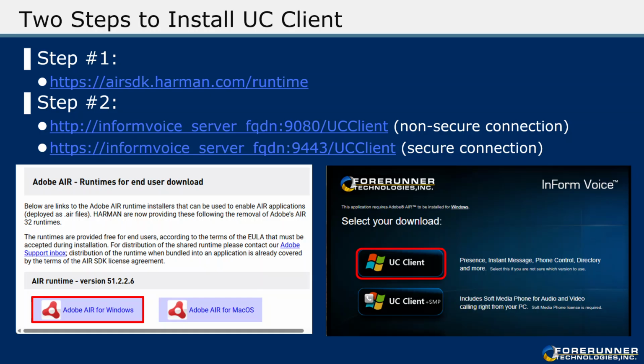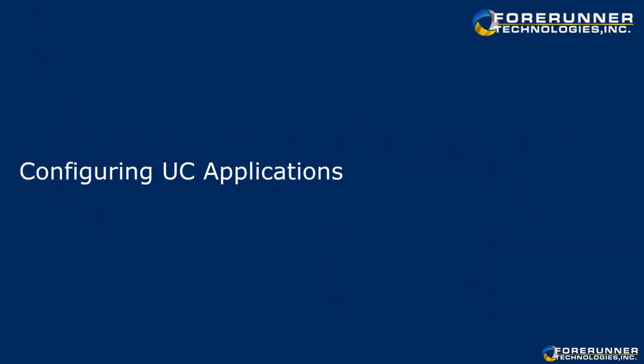And then we are going to connect to our Inform Voice server using a web browser to download and install the UC client applications. There are two ways to do it, through non-secure or secure connection, and this screen shows the links to do it and specific port numbers. So let's do it.